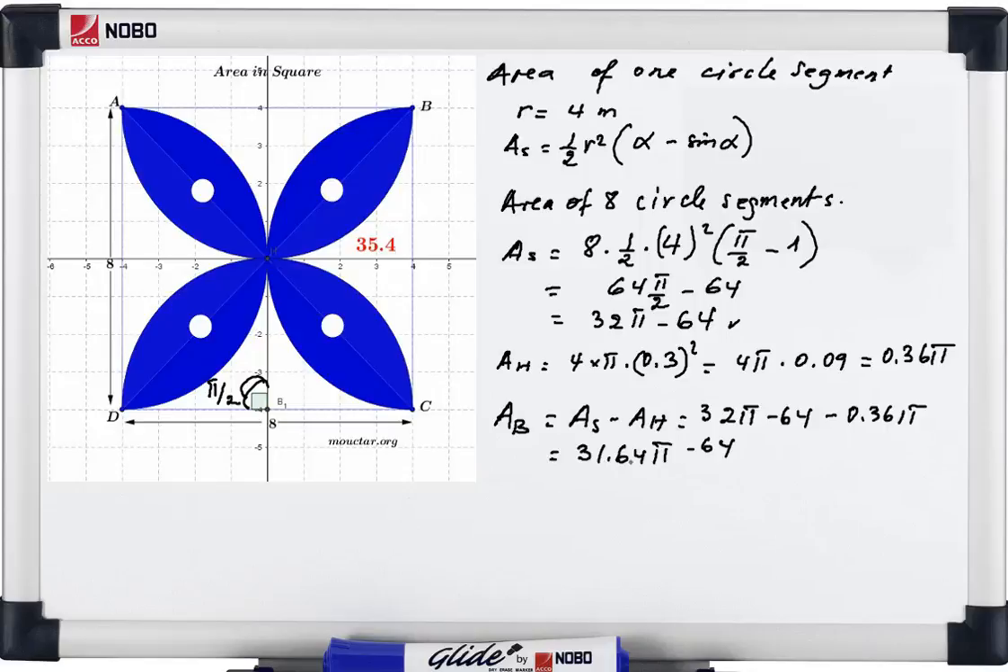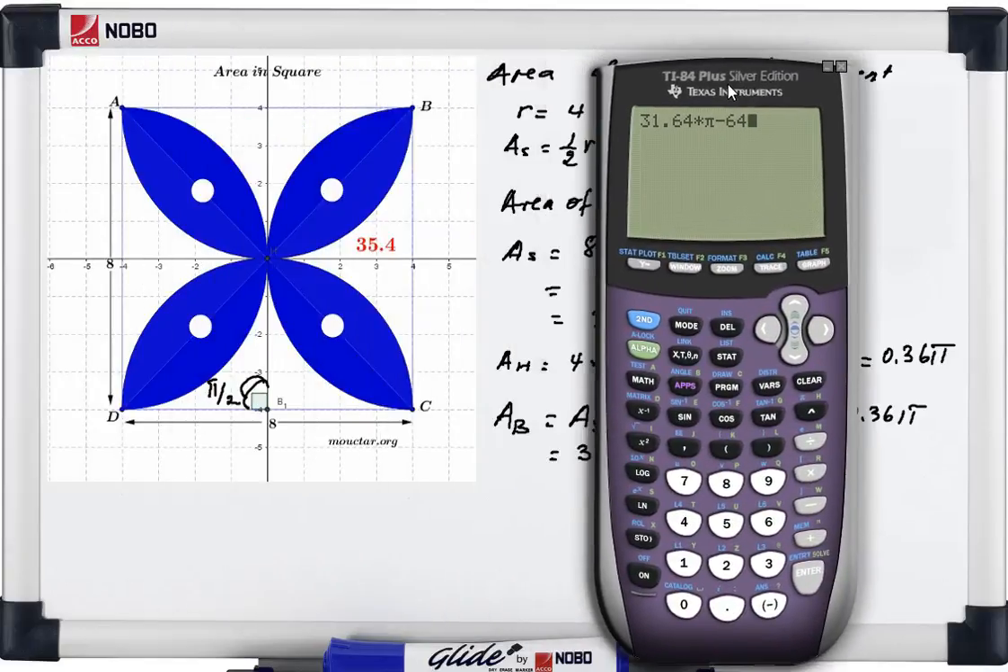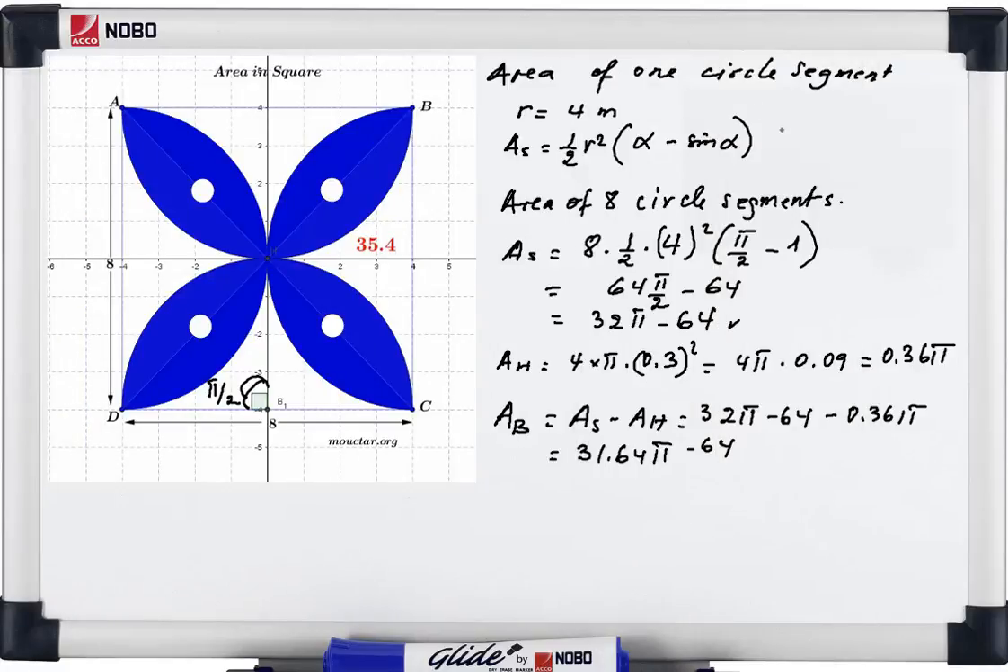But we can just calculate it completely. Let's use our Texas Instruments calculator here. 31.64 times pi minus 64 is equal to 35.39999. This is definitely 35.4 as indicated here on the sketch. So the answer is equal to 35.4 square meters. This is the answer we were looking for, so that's it about it.